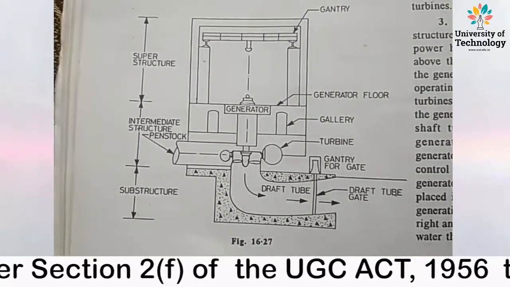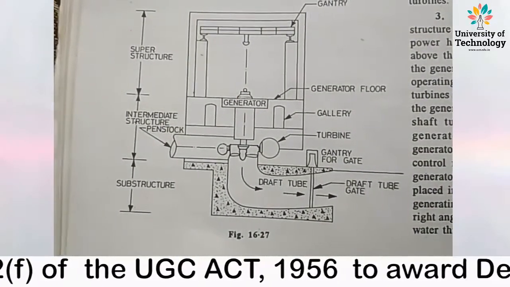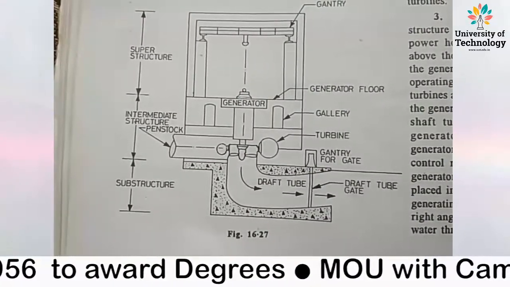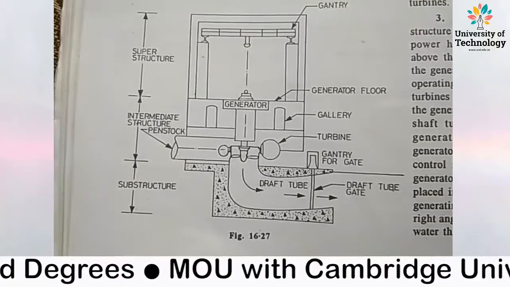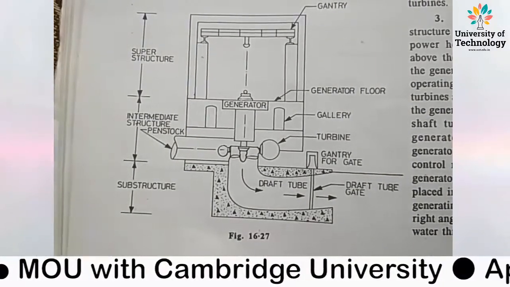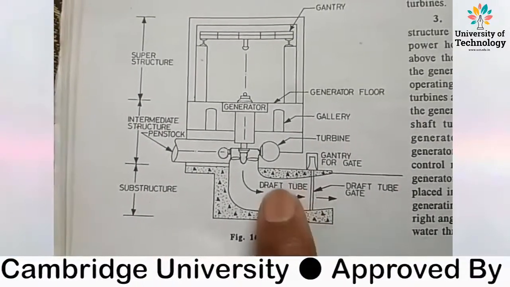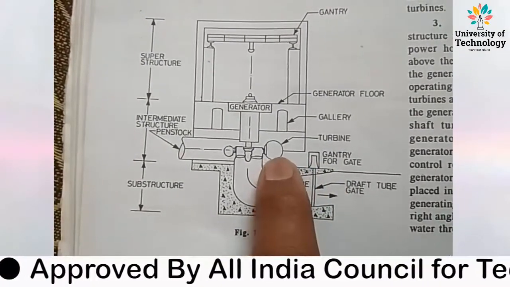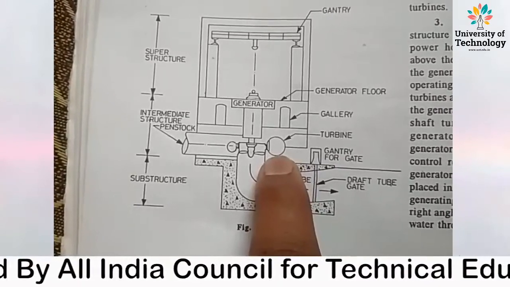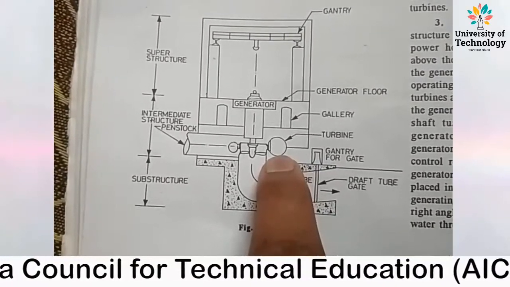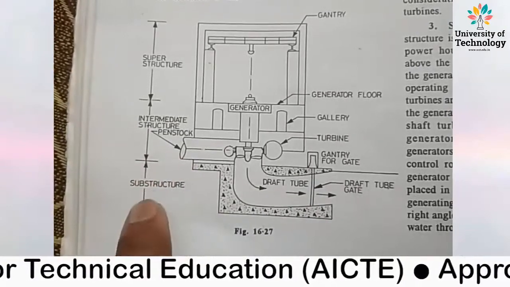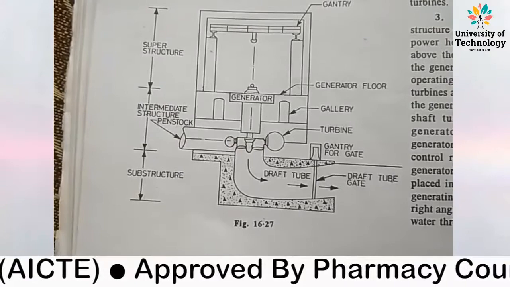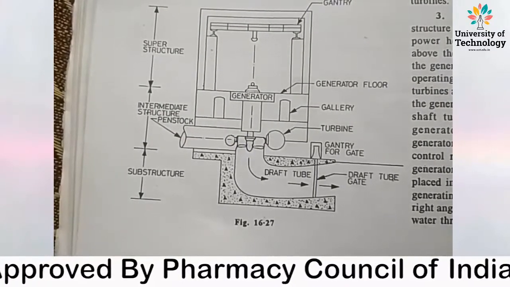Substructure. The substructure of a powerhouse consists of a large foundation block, constructed monolithically between the foundation and the turbine base, the turbine level. It is the substructure portion, and it provides suitable waterways formed within it.